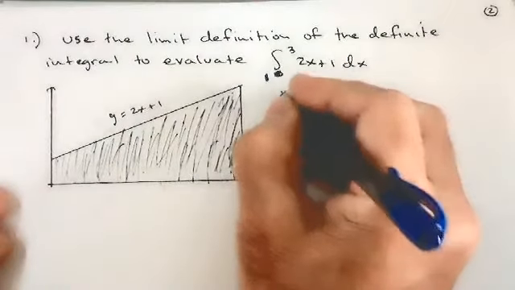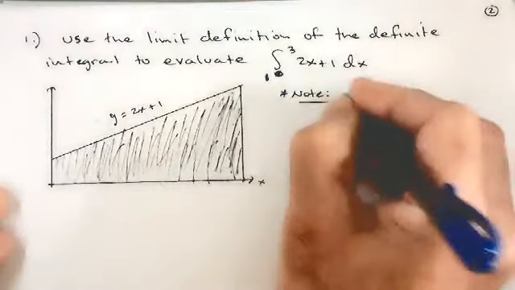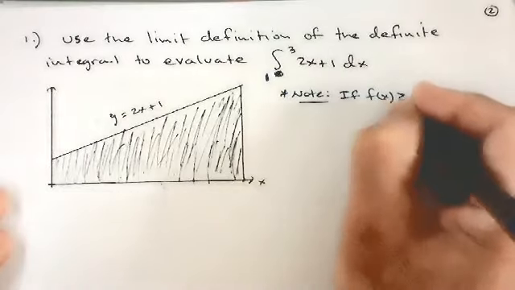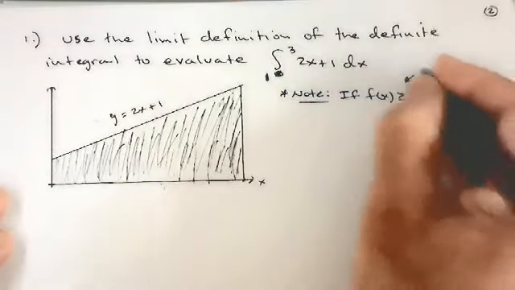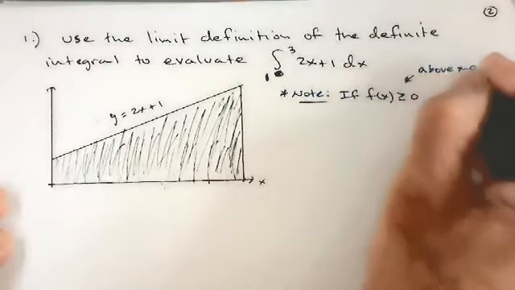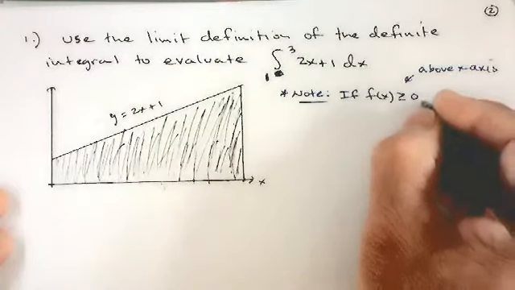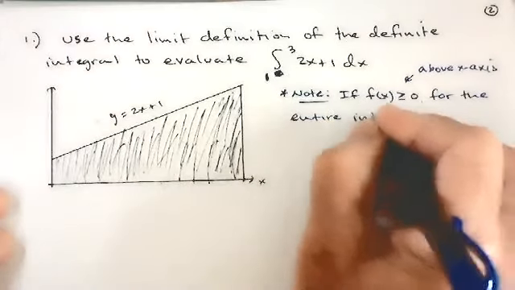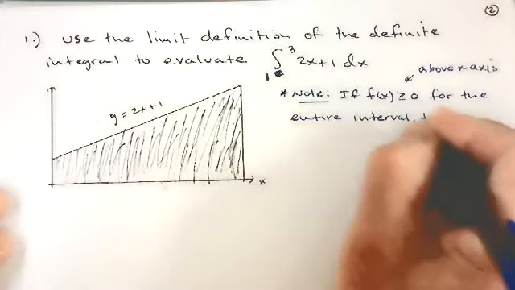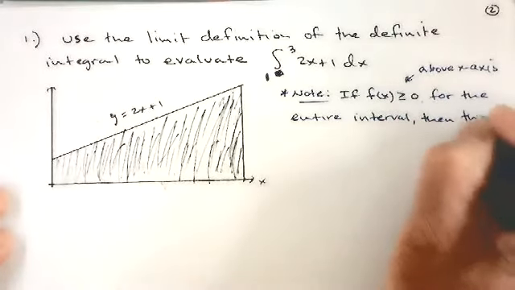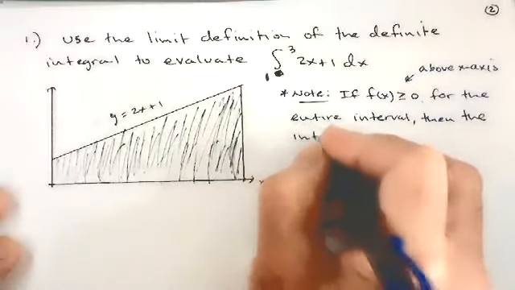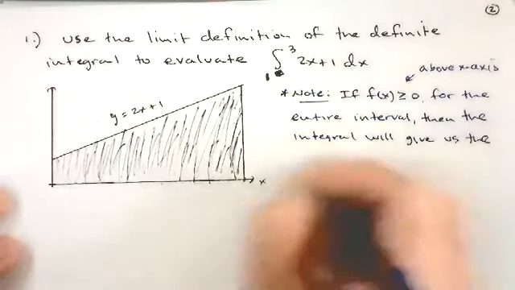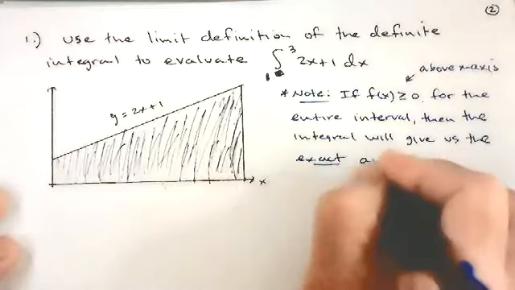I am going to put a note: if f of x is greater than or equal to 0, in other words, if it's above the x-axis for the entire interval, then the integral will give us the exact area, not just an approximation, the exact area.